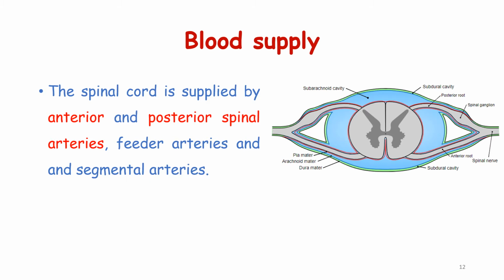The spinal cord is supplied by anterior and posterior spinal arteries, feeder arteries and segmental arteries. Anterior spinal artery supplies the anterior 2/3 and posterior spinal arteries supply the posterior 1/3 of the spinal cord. Disruption of supply of these arteries might result in different clinical syndromes.